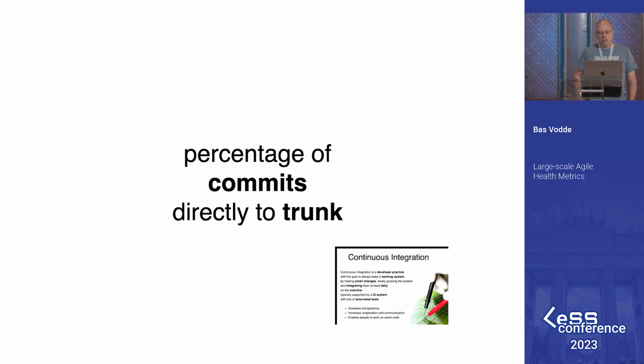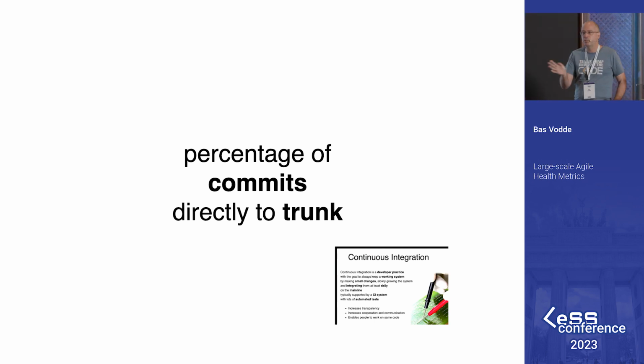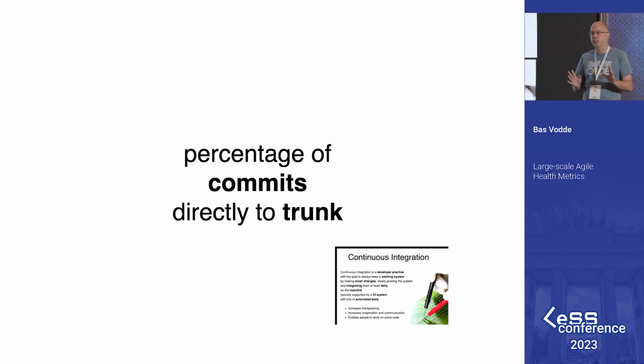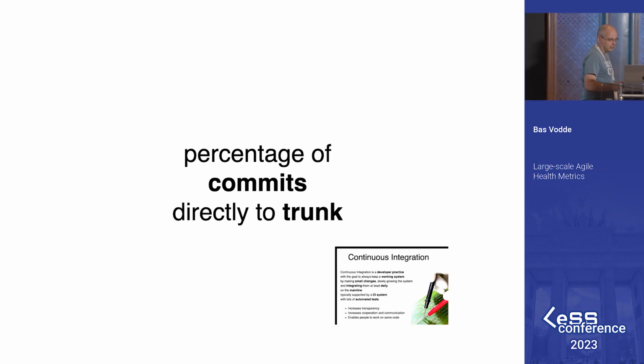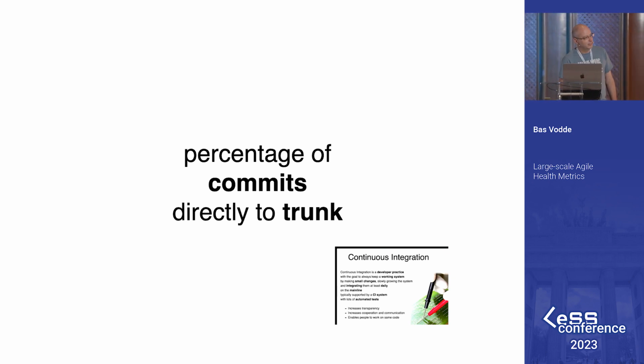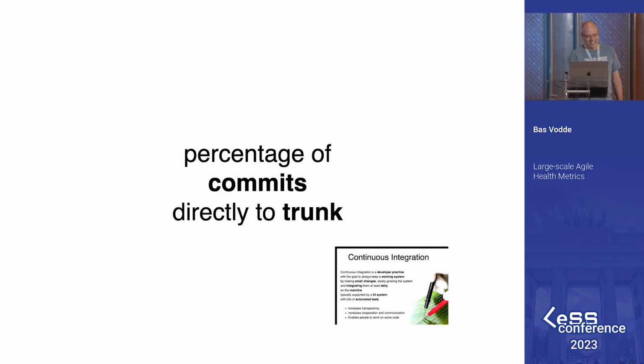And the percentage of commits directly to trunk, so no pull requests or branches or any of that, just how many of your commits are going directly to trunk without branches or pull requests. If it's 0%, then in my opinion, you should be worried. And not every team has their own trunk.